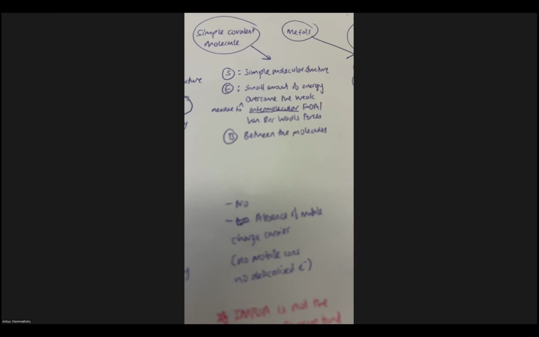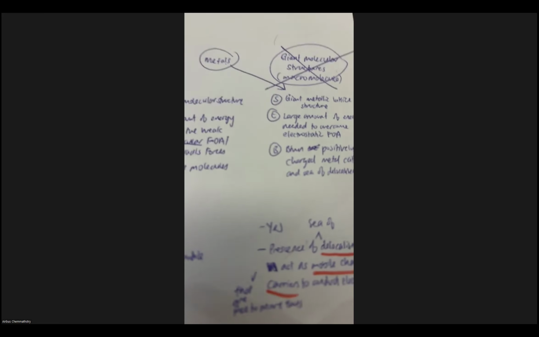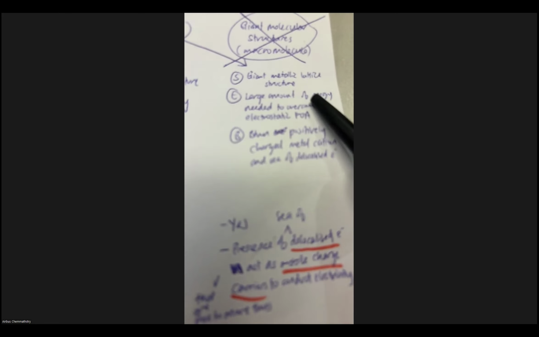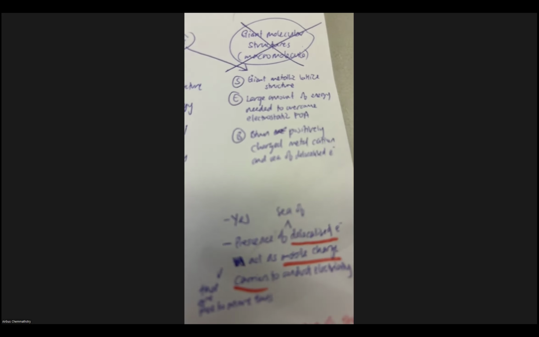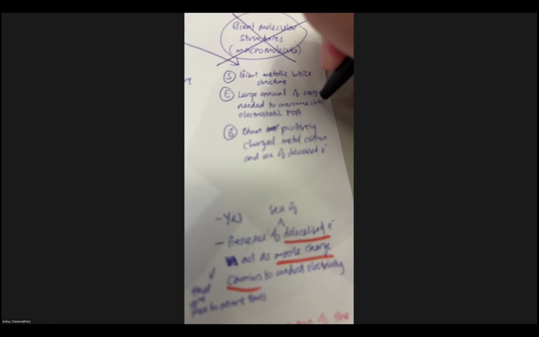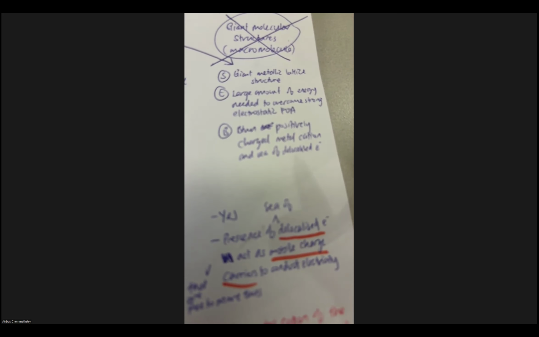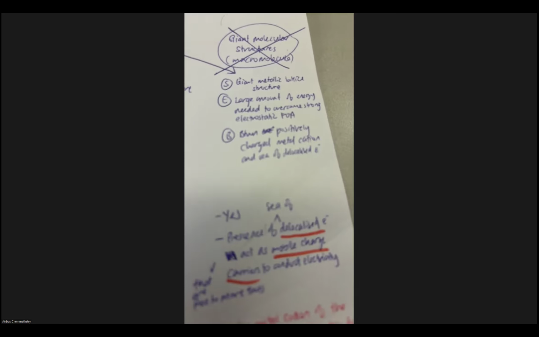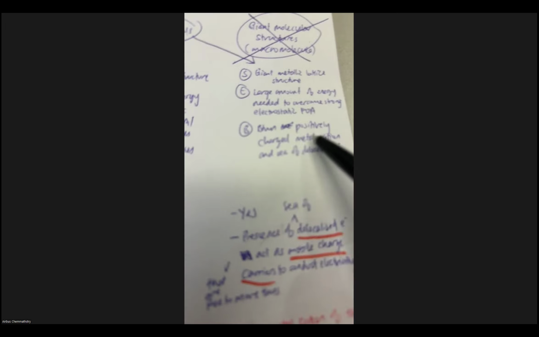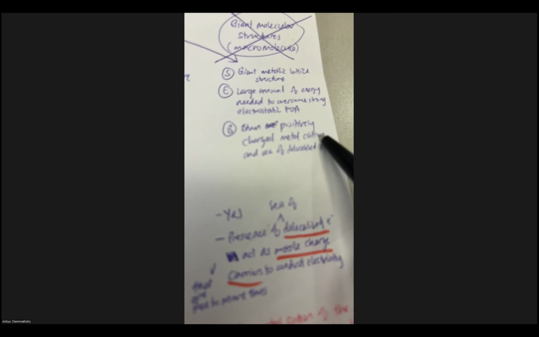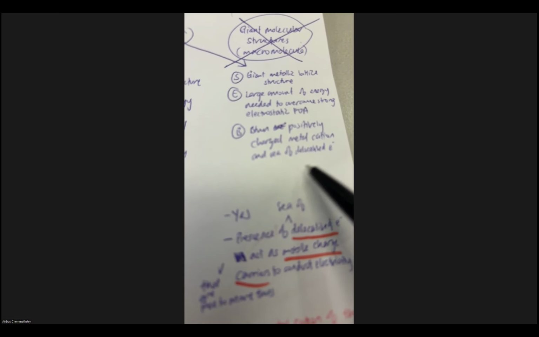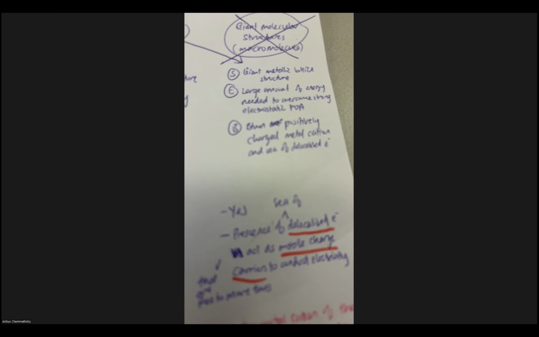Okay, then with regards to metals, again, there's a giant metallic lattice structure, so there is a large amount of energy that is needed to overcome. Again, sorry, I forgot to write one word here. It is the strong electrostatic force of attraction. So remember, electrostatic force of attraction is always strong. Okay, then this is between the positively charged metal cation and the sea of delocalized electrons, right?